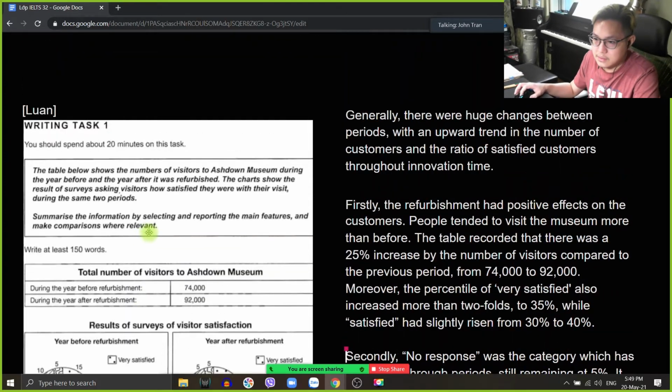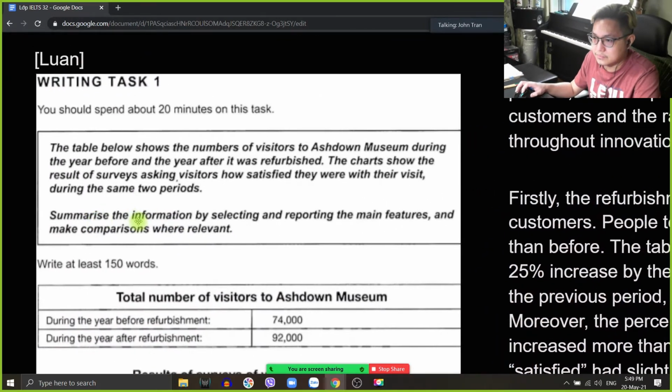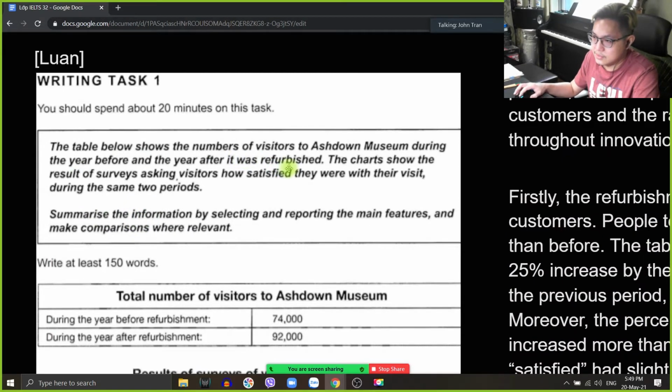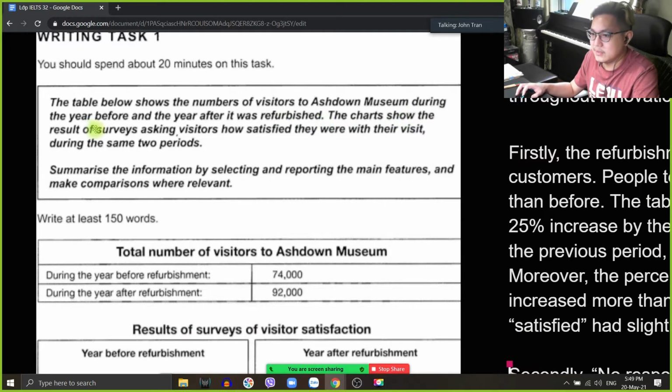Okay, so let's look at the question again. The table below shows the number of visitors to Ashdown Museum during the year before and the year after it was refurbished. The chart shows the results of a survey asking visitors how satisfied they were with their visits during the same two periods.